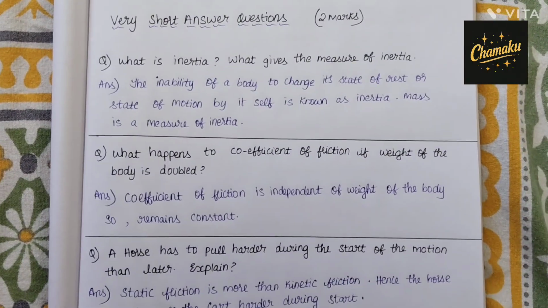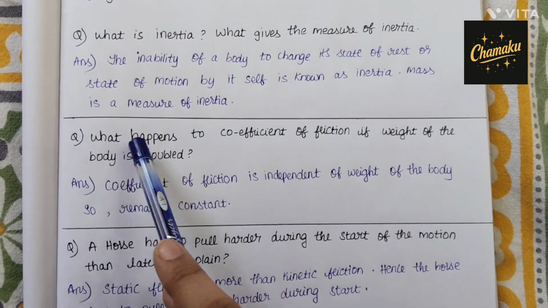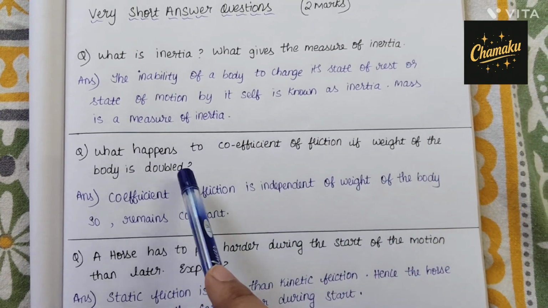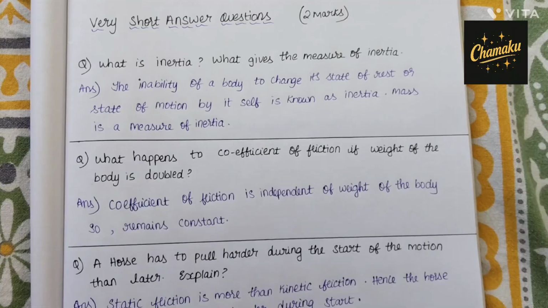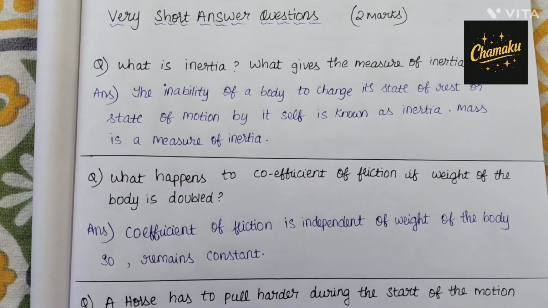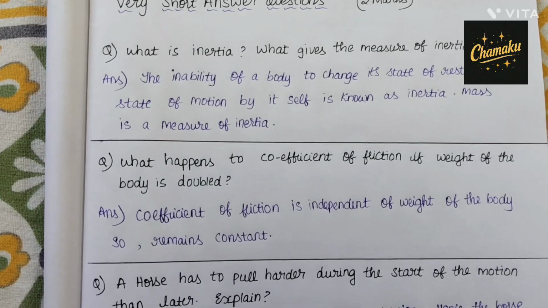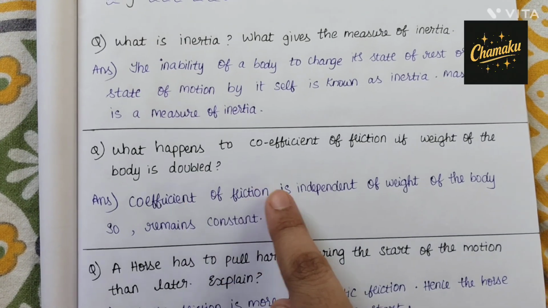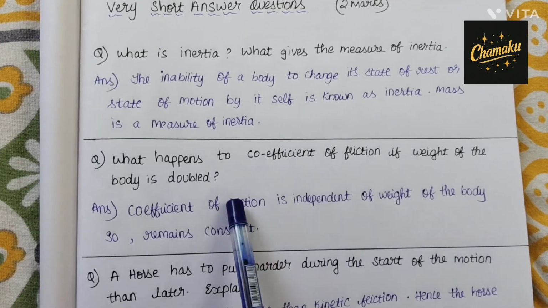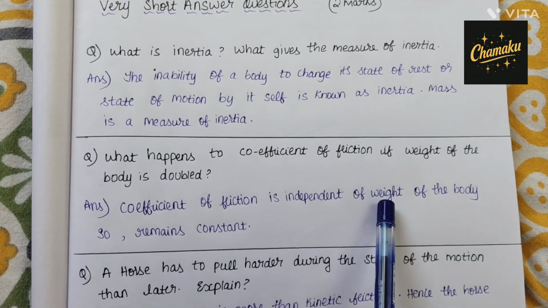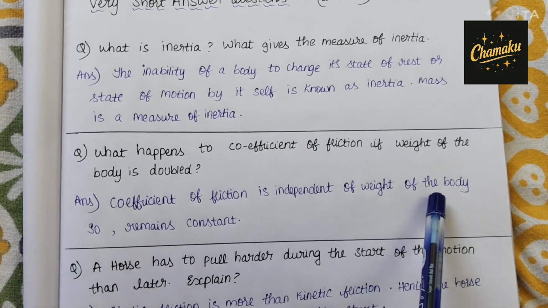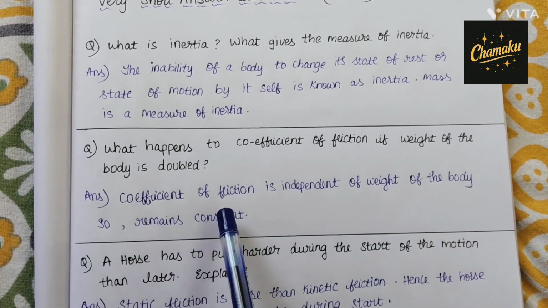Okay, let's move on to the next question. What happens to the coefficient of friction if the weight of the body is doubled? Here they are asking what happens to the coefficient of friction if the body weight is doubled. So the coefficient of friction is independent of weight. This is the most important line for this question. Coefficient of friction is independent of the weight of the body, so it remains constant.